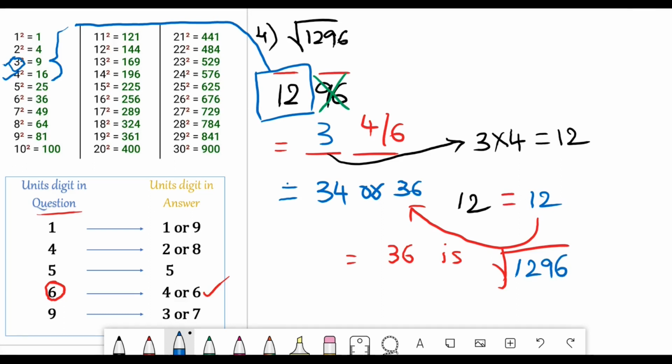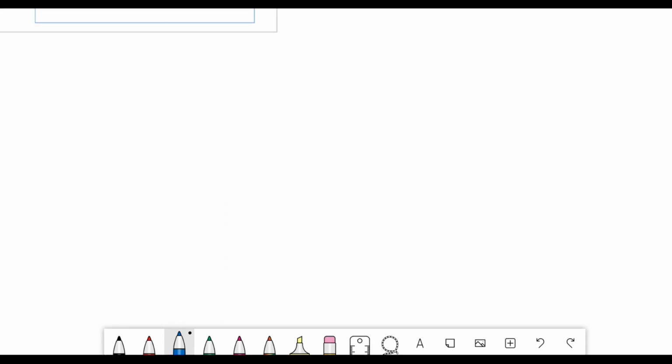If the number is less than the remaining part of the number, we take the smaller number. If the number is equal to the remaining part of the number, we take the bigger number. If the number is greater than the remaining part of the number, the bigger number is the answer. These are the square roots of perfect squares. What about the square root of non-perfect squares?